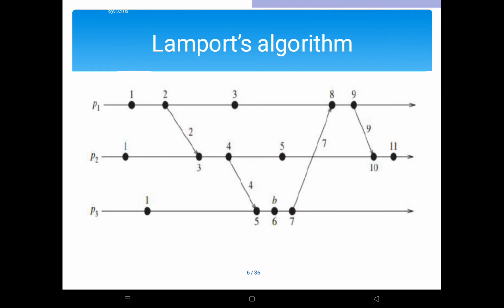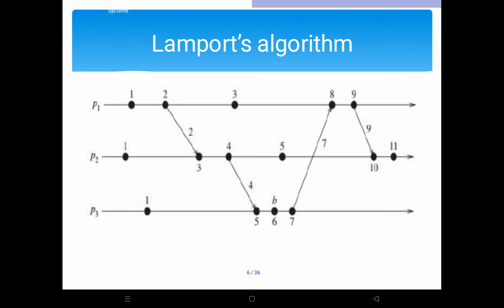See, in this algorithm, initially P1, P2, P3 have counter value as 0. Whenever an internal event occurs, the counter value is incremented by 1. So P1 counter value is 1. Whenever it sends a message, the counter value is incremented by 1. The P1 counter value is already 1, so now it is updated as 2. Whenever it sends a message, it sends the message along with the updated counter value. The updated counter value is 2.